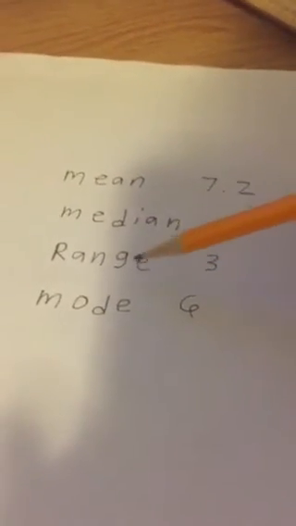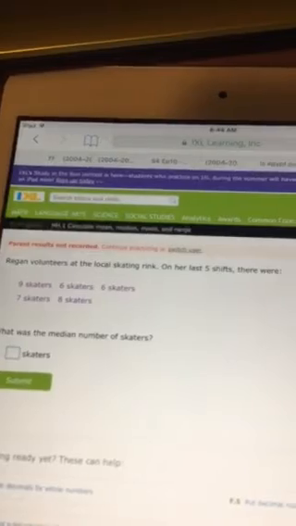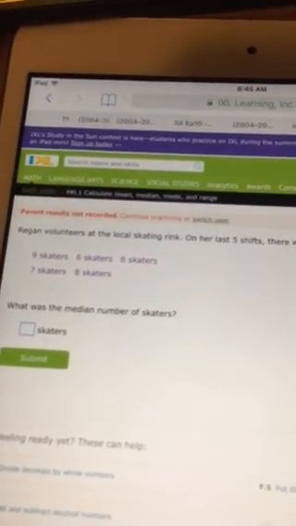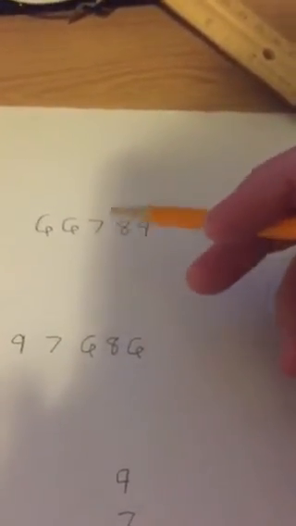Okay, so here's my mean, my median, my range, and my mode. Now I have a problem here that's asking: Reagan volunteers at the local skating rink. On her last 5 shifts, there were 9 skaters, 6 skaters, 6 skaters, 7 skaters, and 8 skaters, and it's asking us what was the median number of skaters. Well, if you look back, I arranged this data set from least to greatest and found that the median was 7. It's asking for the median, so the median would be 7 skaters. So type that in, submit it.